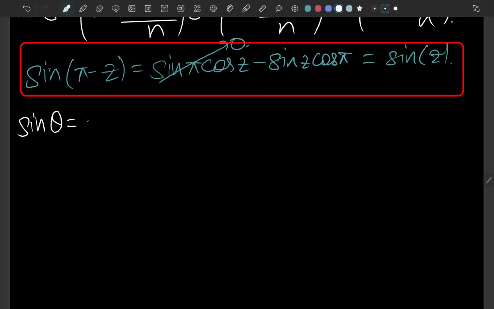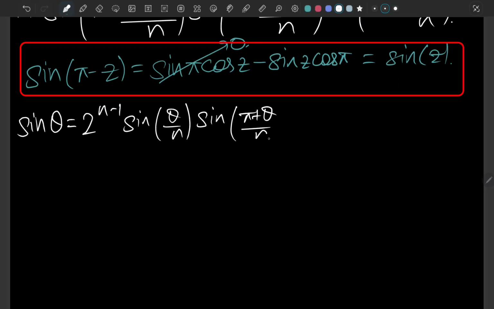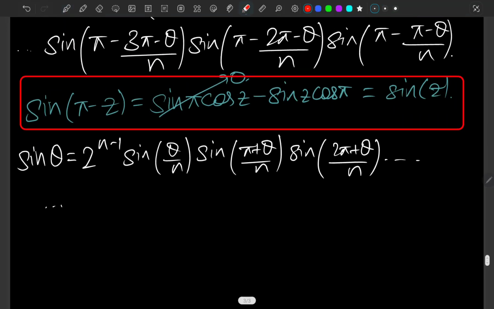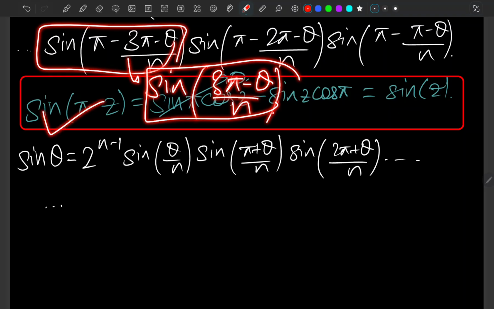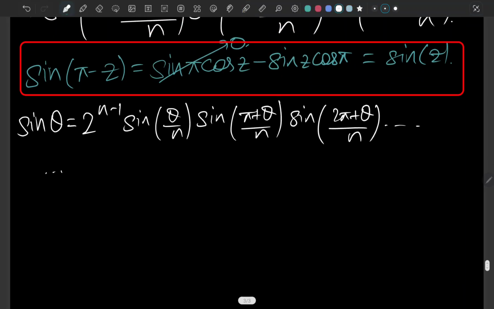So let's write that down. It's sine theta equals 2 to the n minus 1 times sine of theta over n, times sine of pi plus theta over n, times sine of 2 pi plus theta over n, dot dot dot. Again, as I just told you, replace this with sine of 3 pi minus theta over n, because from this very identity we can say that. So this third last term can be written as sine of 3 pi minus theta over n.